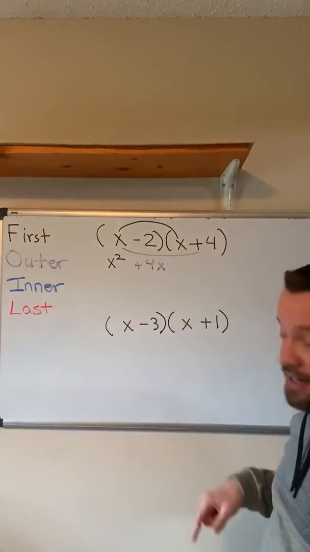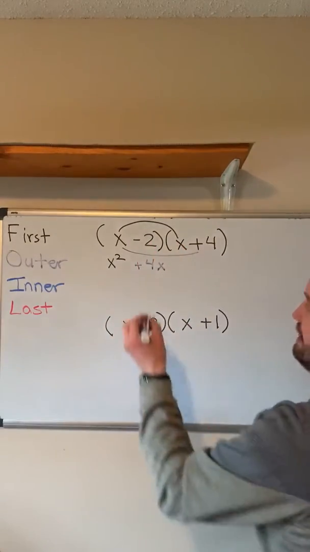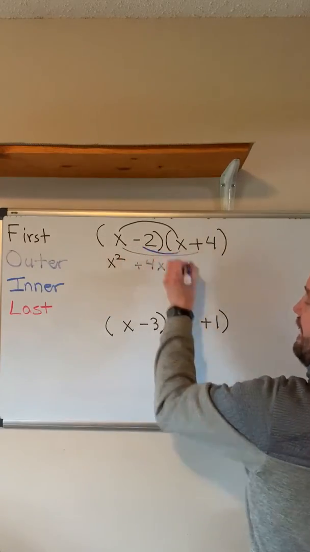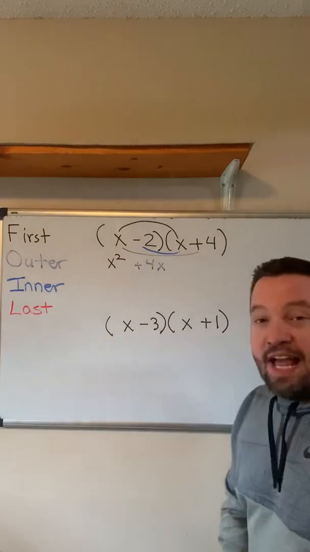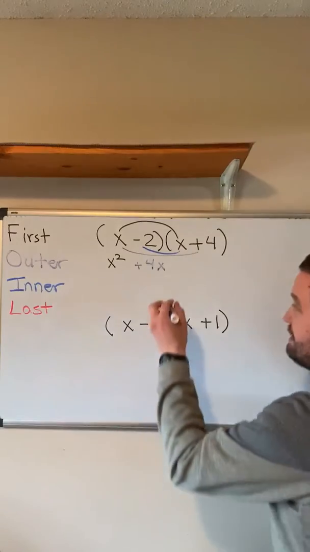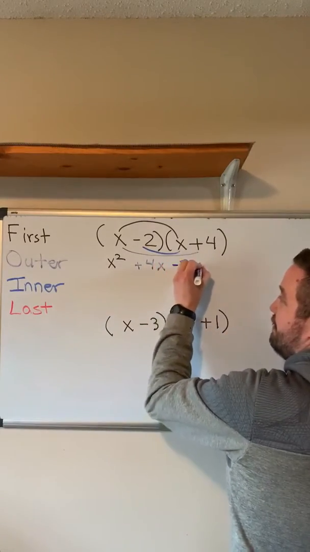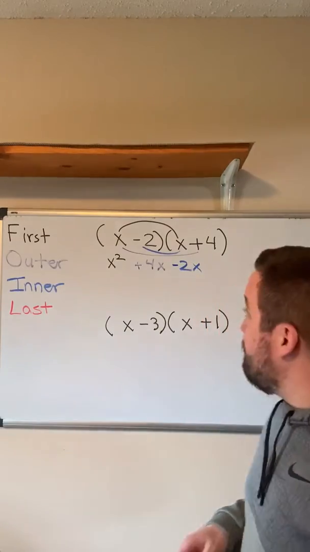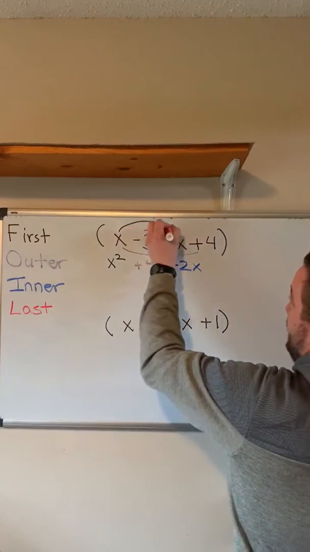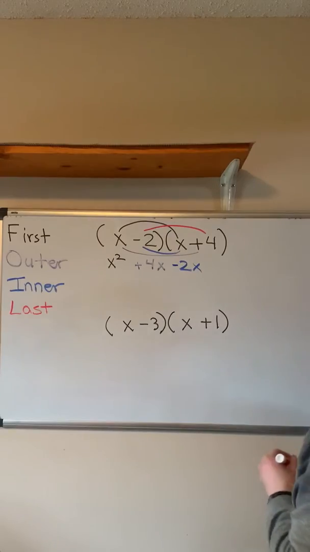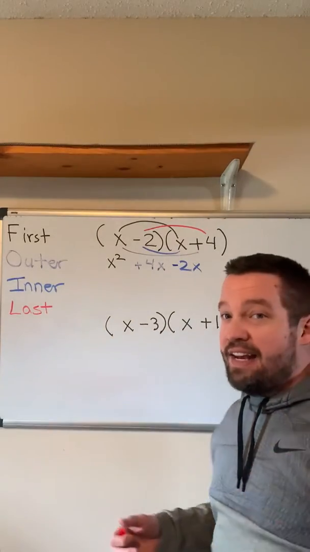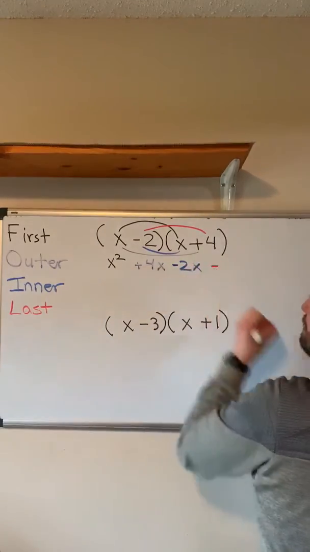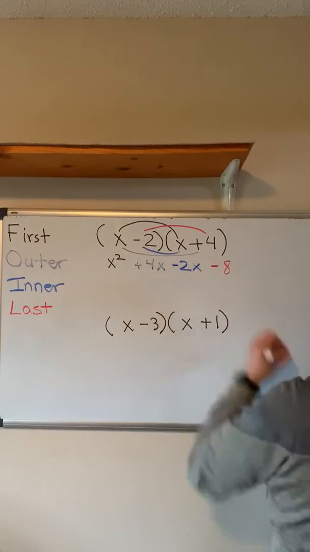Then the inside terms, here's where we hit our negative and our positive. A negative 2 times x is going to be a negative 2x. And then we get to where we have a negative 2 times a positive 4. And remember, a negative and a positive, again, is a negative. And 2 times 4 is going to be 8.